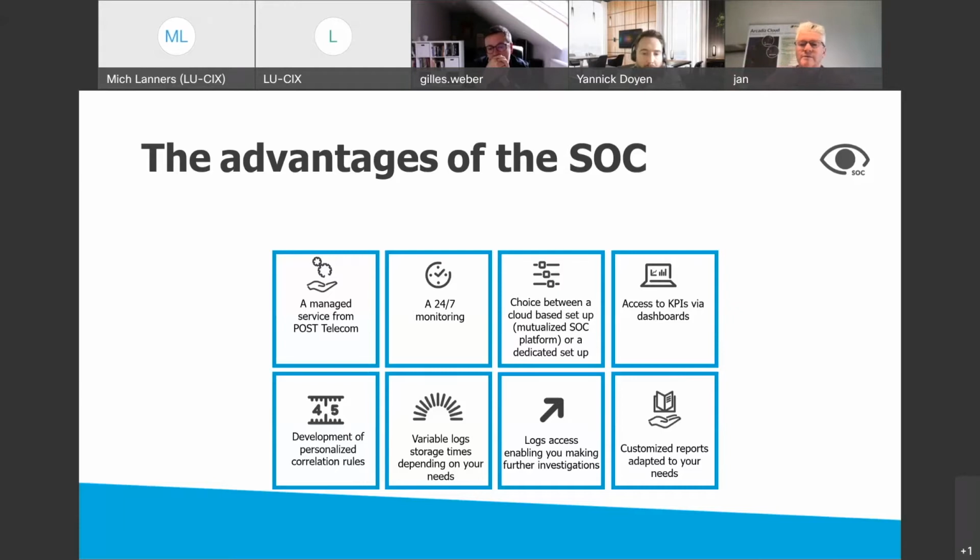The customer will also have access to KPIs through a dashboard. We are also able to develop personalized correlation rules, and we can propose variables, logs, and storage times, depending on the needs of the customer. And the customer could also have access to the logs, enabling further investigation. At the end, we can also customize reports, adapted to the needs of the customer.